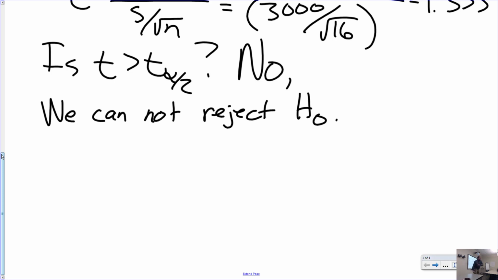Again, note, we are not validating the null hypothesis. We are not proving that the average teacher salary is 50,000 by doing this. We are just not able to disprove it. That's it. All right?